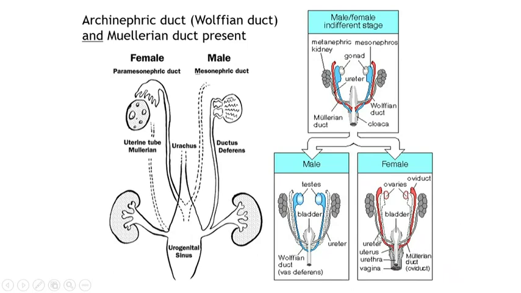So notice in both cases, we essentially develop two sets of tubules, ducts, one to carry urine to the bladder from the kidneys, and the other to carry whatever the gametes are, whether they are sperm or eggs, to the point of ejaculation in the case of the male, or fertilization in the case of the female, okay?